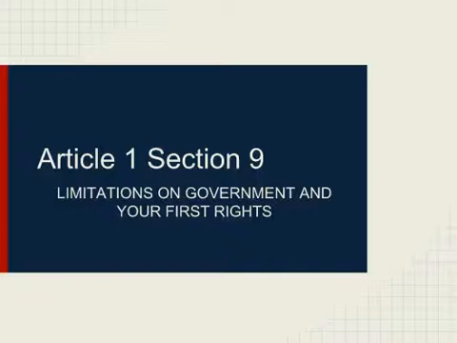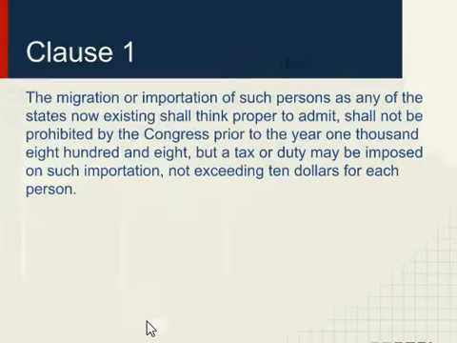All right, finally in Article 1, we're going to talk about limitations on the government and some of your first rights listed in the Constitution. So here we go. This is limiting the government now. We just talked about powers in Section 8. Now we have specific limitations, the things the government cannot do to you.